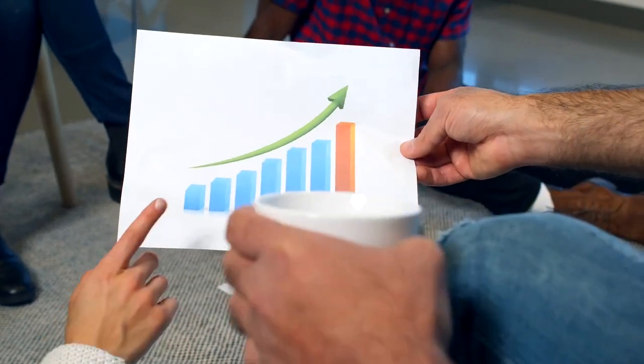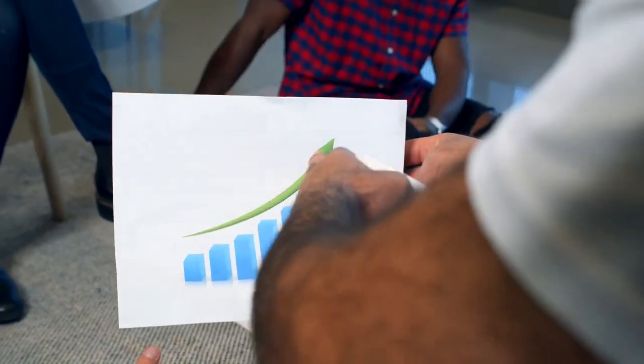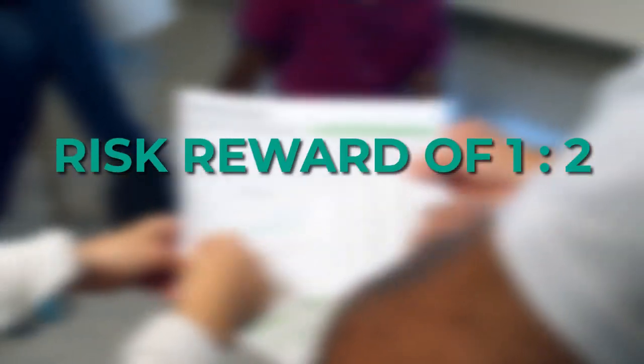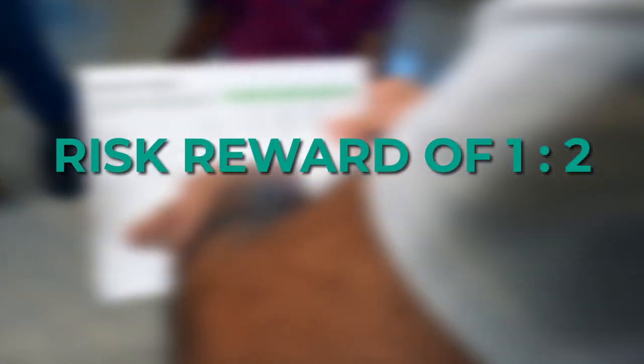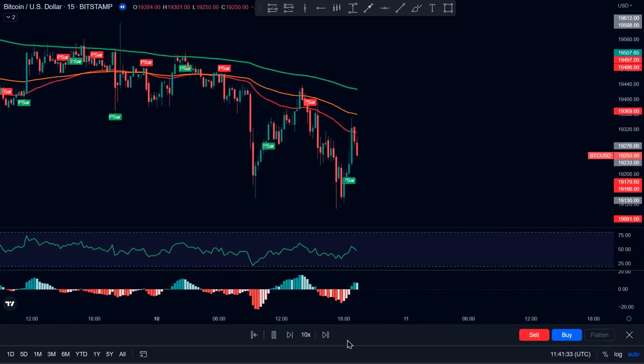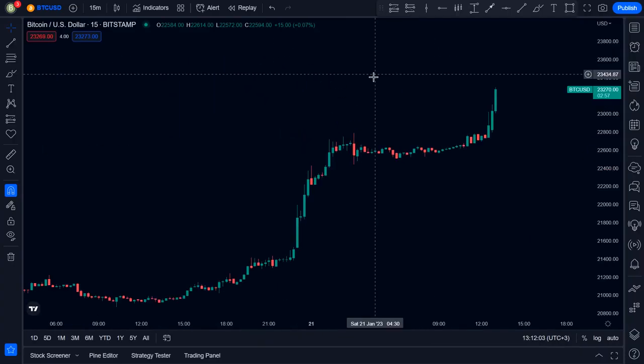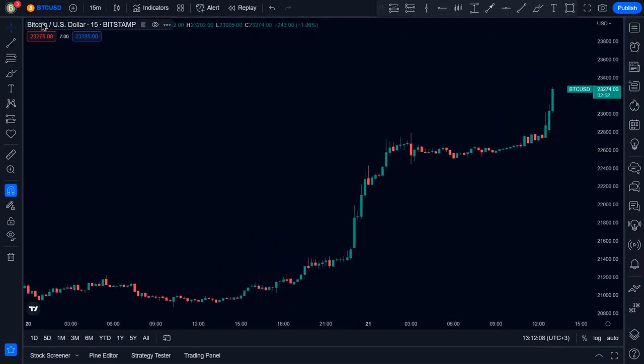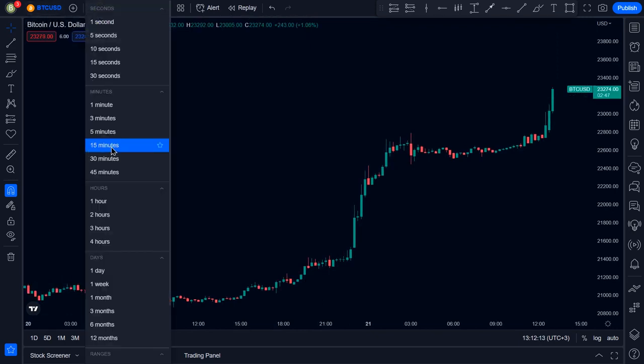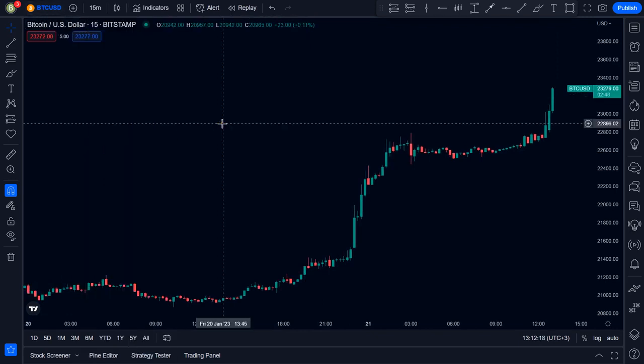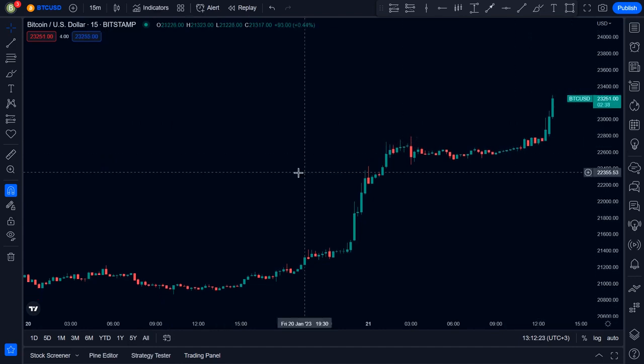To prove how powerful this strategy can be, I will also backtest it 150 times using a risk to reward ratio of 1:2. So be sure to stick around for exactly that. Let's get into it. We're gonna do this strategy on the chart of BTC USD 15-minute time frame. Now let's build our setup step by step, starting with adding the indicators that we need.